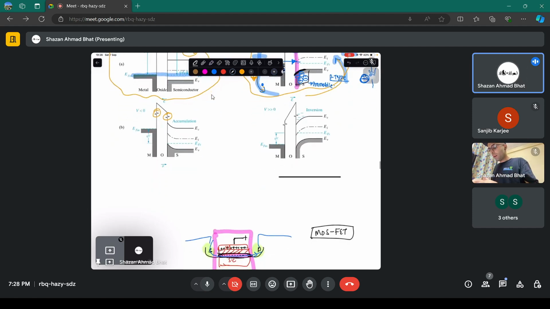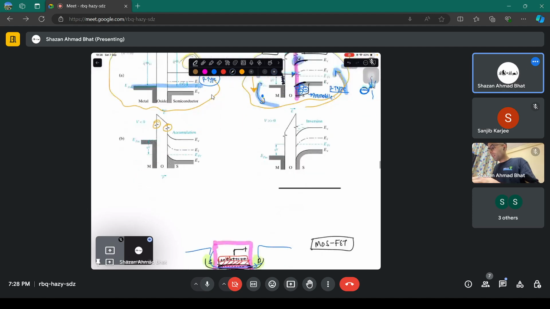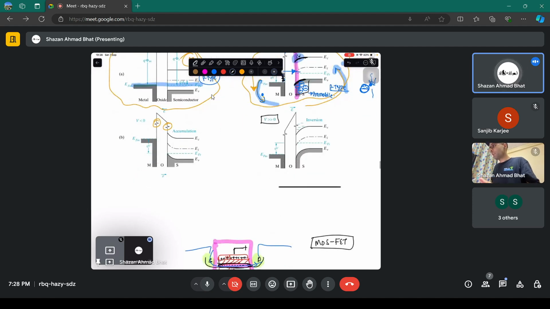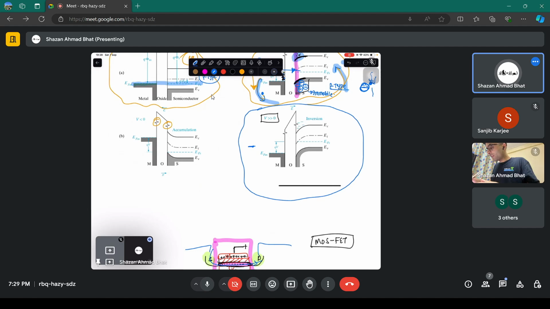Now, what happens when you give more positive voltage? Okay, now this is the scenario. When you give more positive voltage, you inject some more electrons. You give positive here, negative here, you inject so many electrons here, you technically push the electrons from the atoms. Now you take out the electrons from those particular atoms. Now they get accumulated here. Now you are bringing in more electrons here.